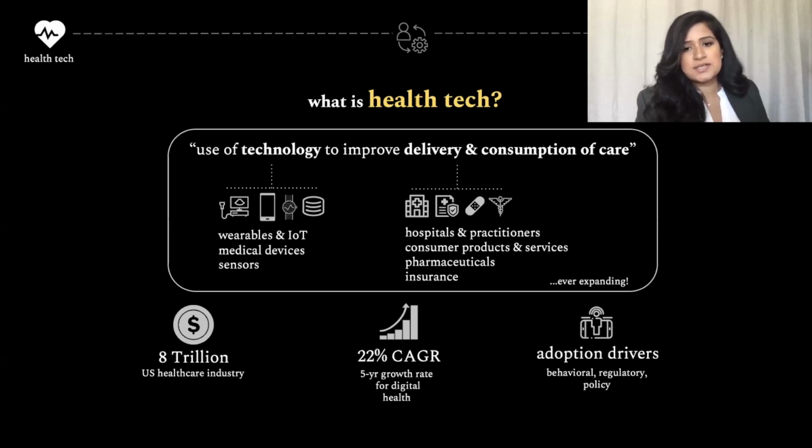Okay, so first of all, what is health tech? I really like this definition of health tech because I think it covers the end-to-end of the space. Health tech is the use of technology to improve the delivery and consumption of care. What this means is essentially health tech companies are providing technology, which could be either wearables or medical devices or sensors and things like that, to help organizations that are already doing a pretty great job delivering patient care and essential healthcare to people. And this could be hospitals, pharmaceutical companies, insurance providers, so on and so forth.